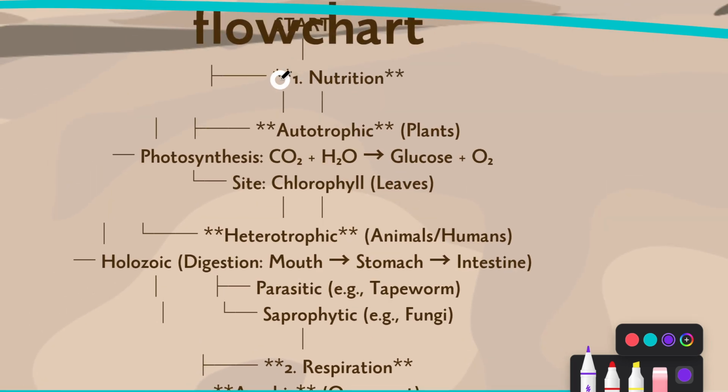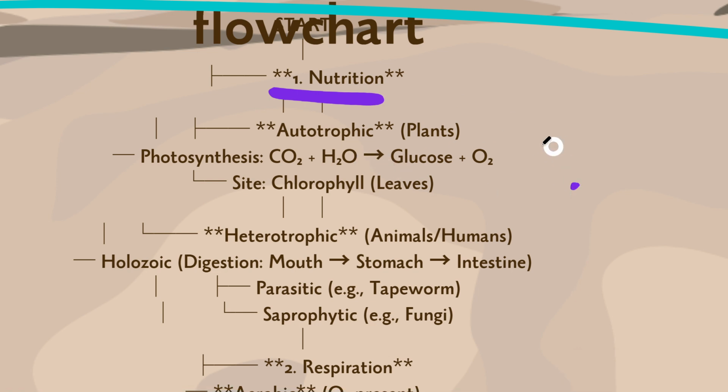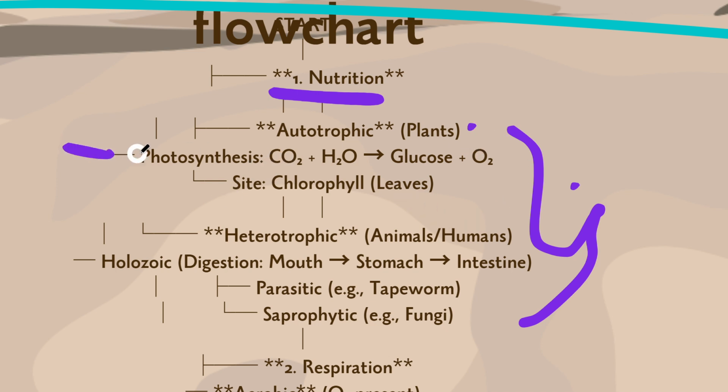First thing we have learned in this chapter is nutrition, children. Nutrition is of two types: heterotrophic nutrition and autotrophic nutrition. First, autotrophic nutrition, which is in plants, involves photosynthesis: carbon dioxide plus water gives glucose plus oxygen. The site of this is chlorophyll, in the leaves.